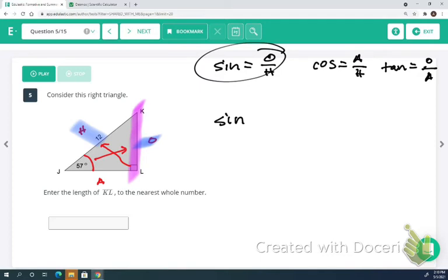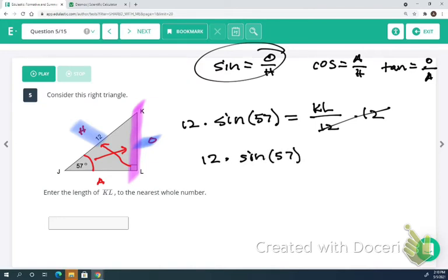So I'm going to have sine of the angle, which is 57 degrees, equal to the opposite side, which is what I'm looking for. I'm going to call that KL over the hypotenuse, which is 12. I want to get KL by itself, so I'm going to multiply. Remember, I always multiply by the denominator, so I'm going to multiply by 12. That cancels out, so I have 12 times sine of 57 is equal to KL. Here, if you see, it wants me to round it to the nearest whole number.